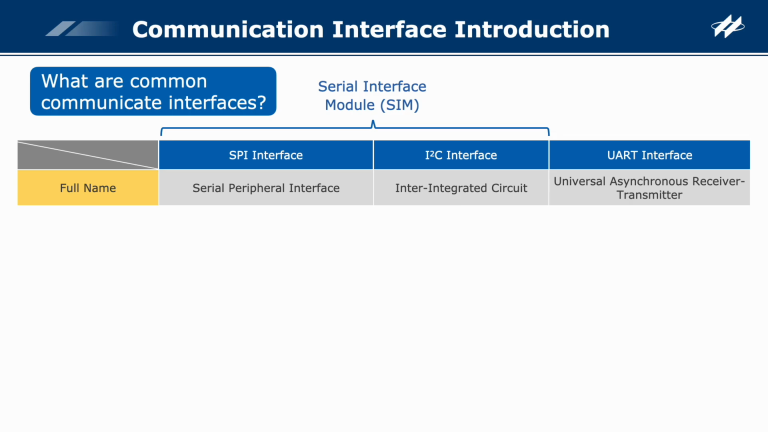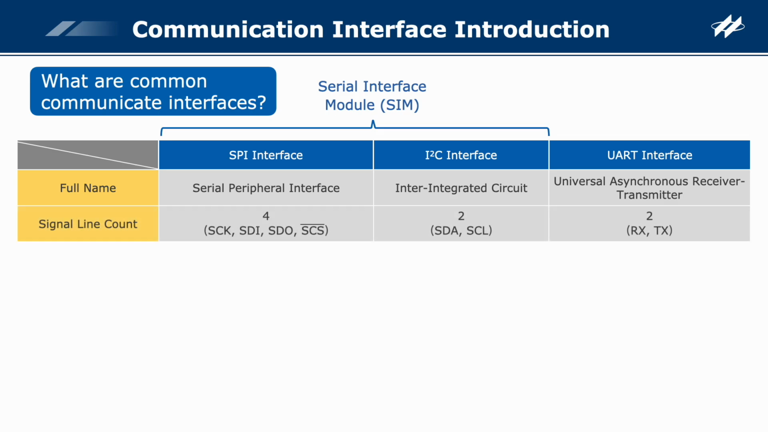The full name of SPI is Serial Peripheral Interface, the full name of I2C is Inter-Integrated Circuit, and the full name of UART is Universal Asynchronous Receiver Transmitter. The SPI uses 4 signal lines, which are the synchronous clock line SCK, the data input line SDI, the data output line SDO, and the slave select line SCS. The I2C uses 2 lines, which are the data line SDA and the serial clock line SCL. The UART uses 2 lines, which are the data receiving line RX and the data transmitting line TX.